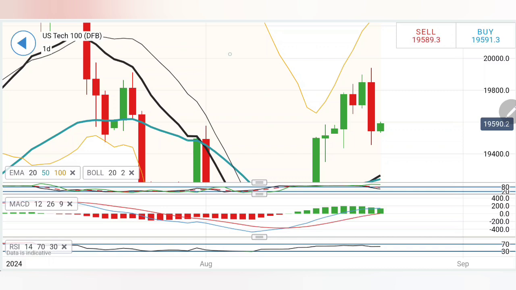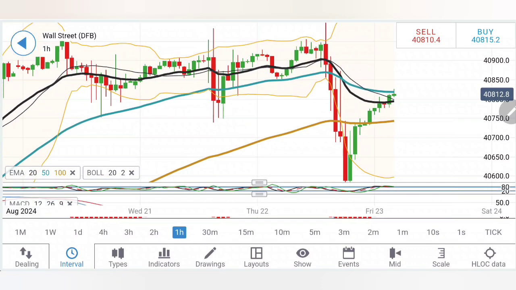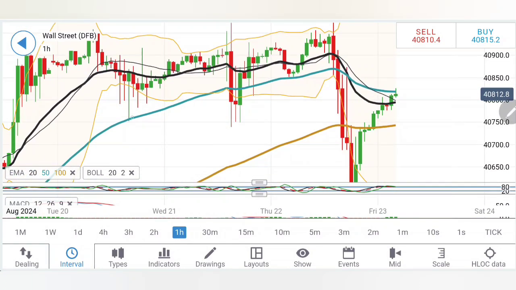Take your trades accordingly. Let's have a look at Dow, US 30 on the hourly charts. After this drop here, it is retracing. It has come down to the resistance zone here at 4800, 4850, which is going to be a very good resistance here. It was the support, it is going to be the resistance here.